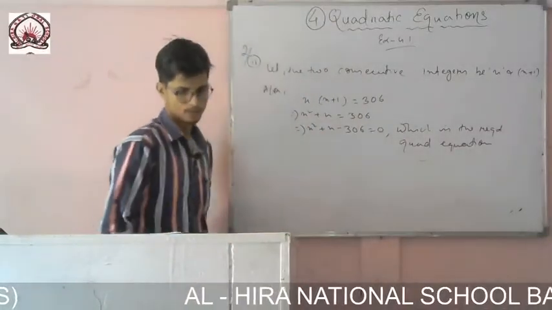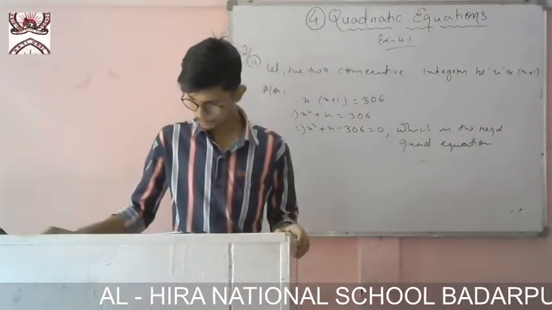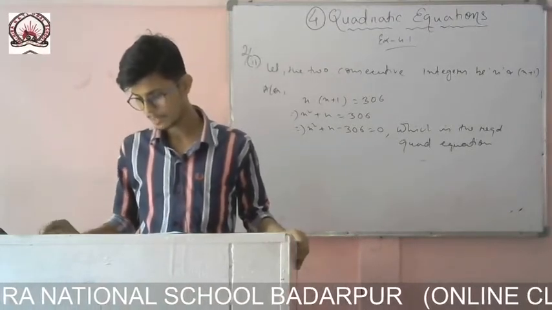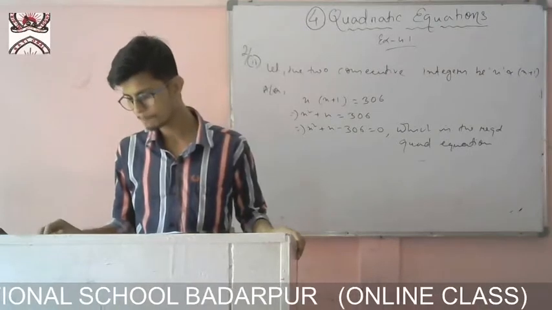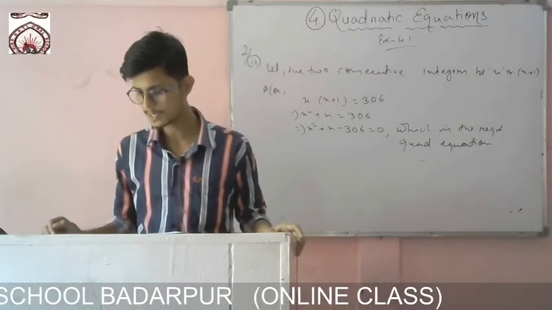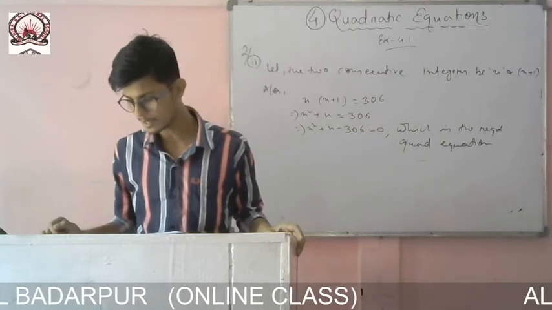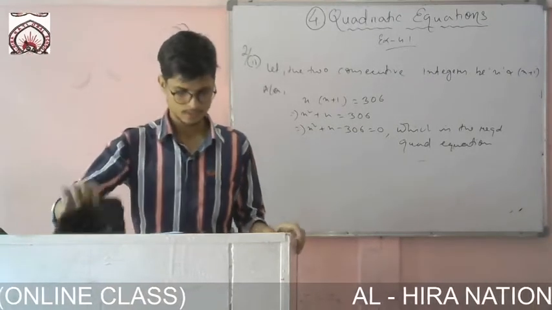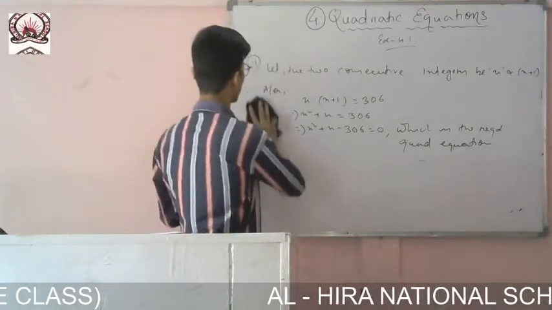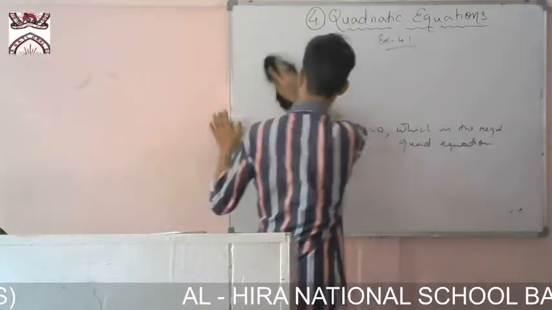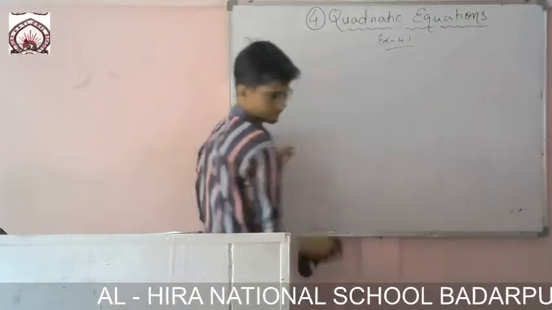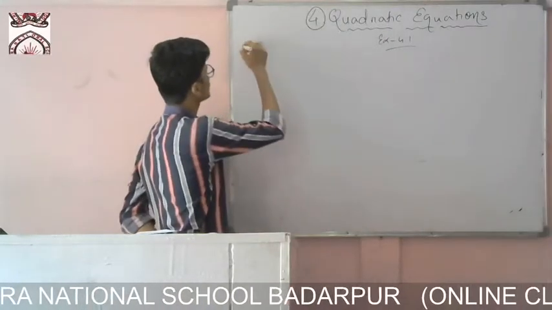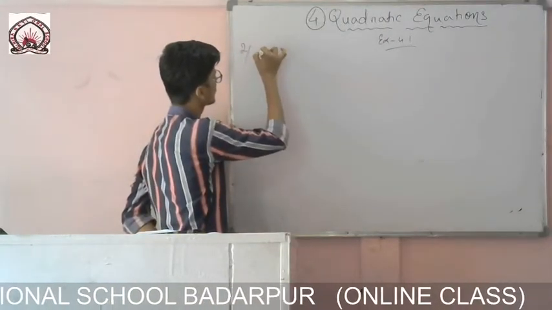Okay, so now let us move to the third one. Ram's mother is 26 years older than him. The product of their ages 3 years from now will be 306. We would like to find Ram's present age. So that means you have to find the equation for Ram's present age. So, question 3, Roman number 3.